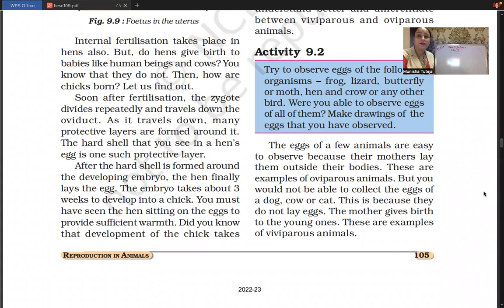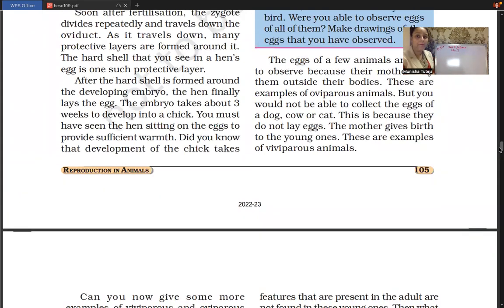So hen, crow, and some other birds. If you observe, there are some animals whose eggs we have seen, but some animals whose eggs we have not seen, right? The eggs of a few animals we can observe. Why can we observe that? Because their mother is laying the eggs outside her body. I'm sure you would have all seen pigeons around you laying eggs, right? So the mothers are laying eggs outside their bodies, and that is why we are able to see those eggs. That tells us that those animals are oviparous animals.